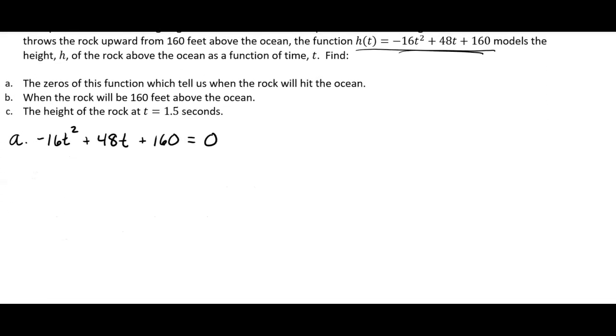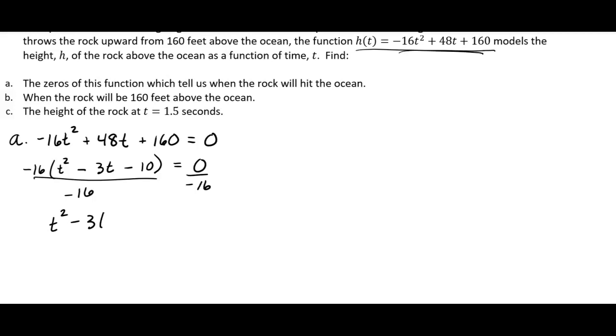All right. Now, it starts out with a negative number. I'm going to factor out a negative 16. I think 16 goes into all of them. And I get t squared minus, because I pulled out a negative, 3t minus 10. Now again, you don't need that negative 16. It's not going to affect the answer. We could divide both sides by negative 16 and just kind of get it out of the way. Or you can just factor with it there. Okay, so now I have t squared minus 3t minus 10 equals 0. This factors into t minus 5 and t plus 2.